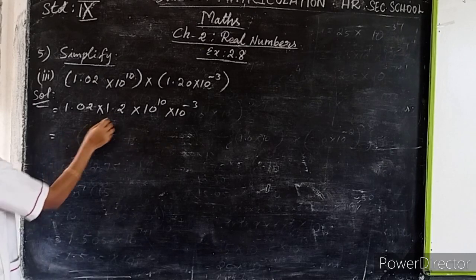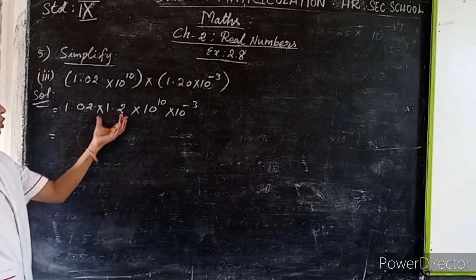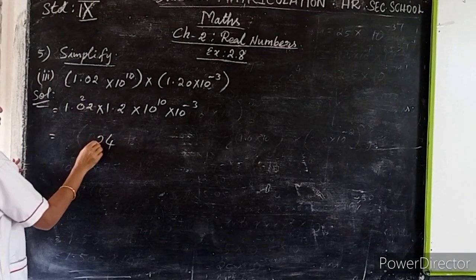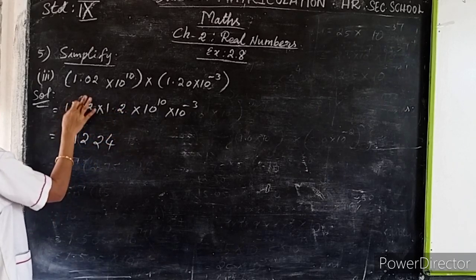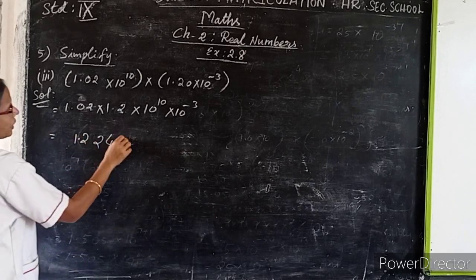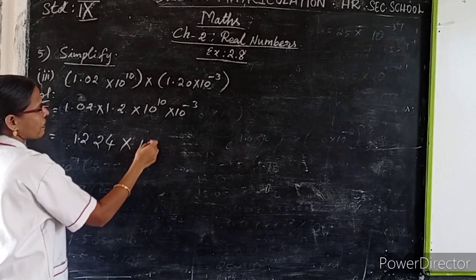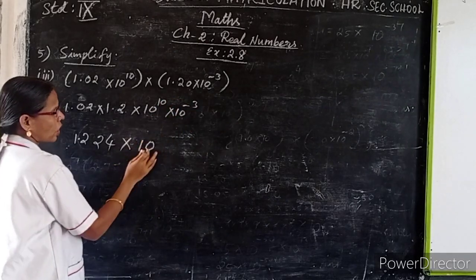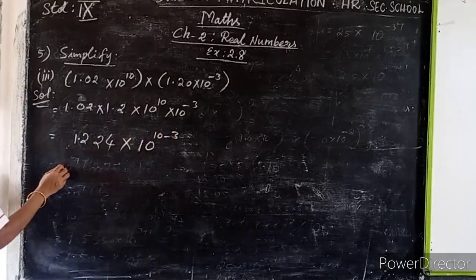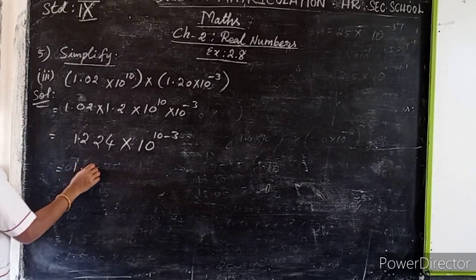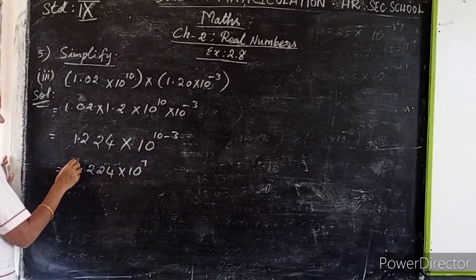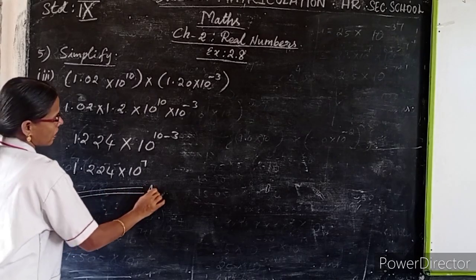Now multiply, assume this number as 12. So 12 2 is 24, balance to 12 zeros are 0, 0 plus 2 is 2, 12 ones are 12. How many decimal places? 1, 2, 3. So here only decimal point will come. Into 10 to the power, same base means add the powers. Put one common base, add the powers. 10 minus 3. Now, 1.224 into 10 to the power 10 minus 3 is 7. So it is in scientific notation only. This is our answer.